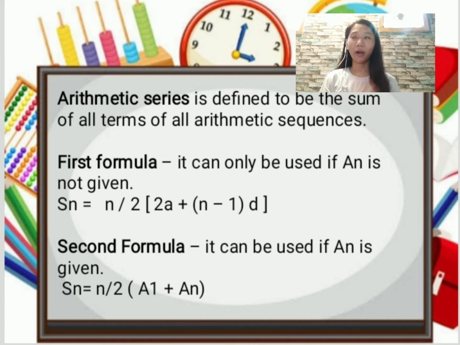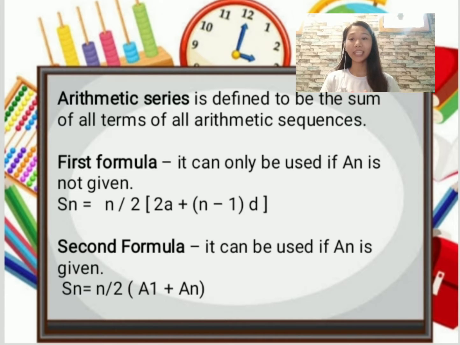In arithmetic series, there are two formulas: the first formula and the second formula. The first formula can only be used if a sub n is not given, and the second formula can only be used if a sub n is given. Our first formula is S sub n equals n divided by 2 times the quantity 2a sub 1 plus the quantity n minus 1 times d.